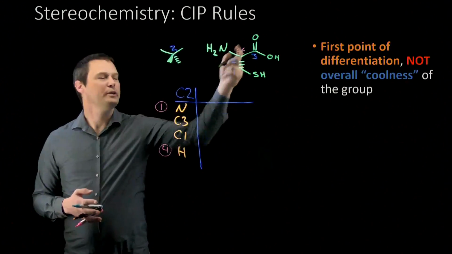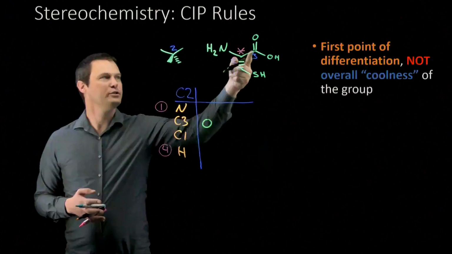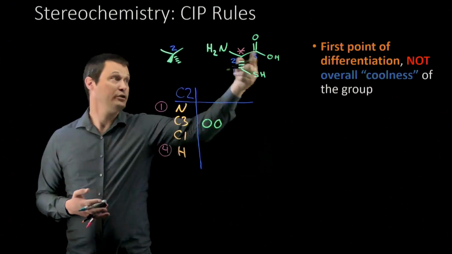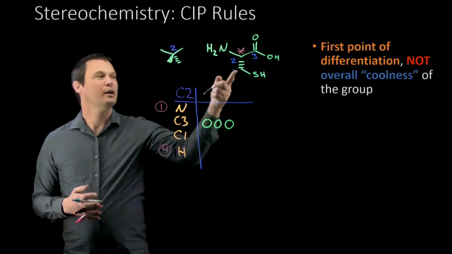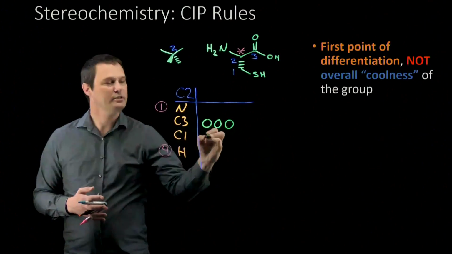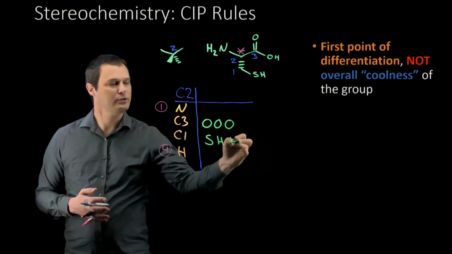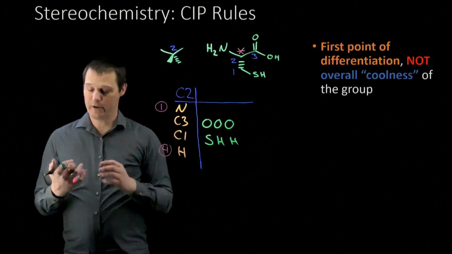Carbon number 3 is doubly bonded to this oxygen, so it's bonded to oxygen, oxygen again, and actually oxygen a 3rd time with the OH oxygen. Carbon number 1 is bonded to sulfur and 2 hydrogens. Putting those in priority order, we get the sulfur and the 2 hydrogens bonded to carbon number 1. We're now ready to do our analysis.